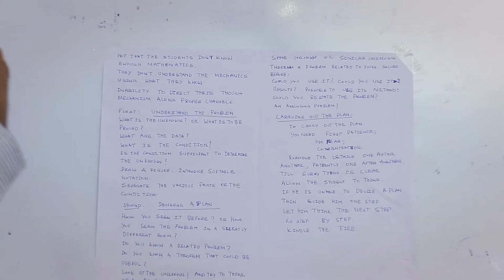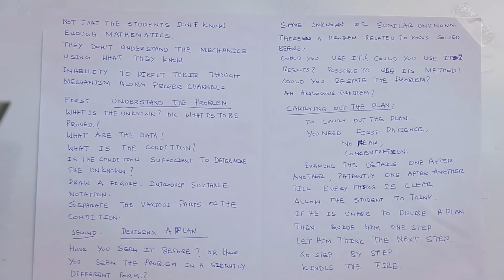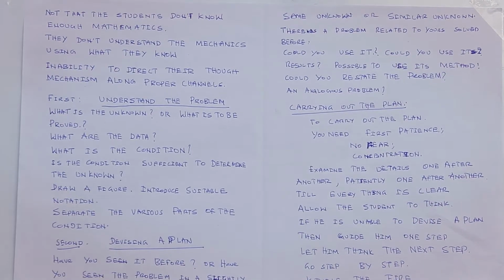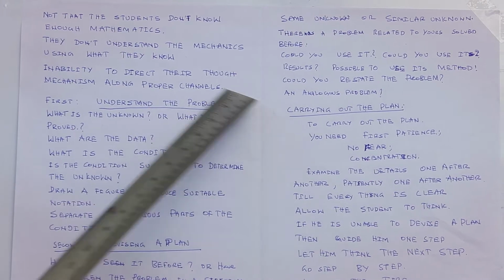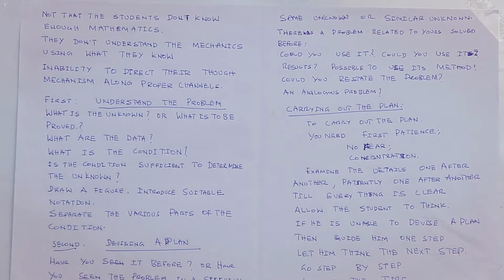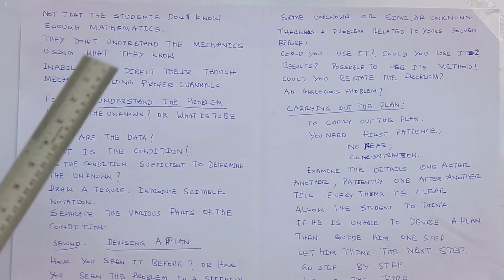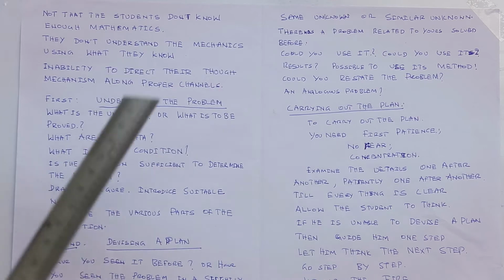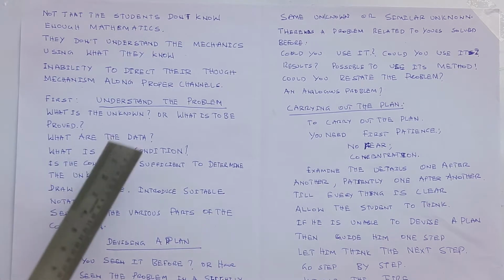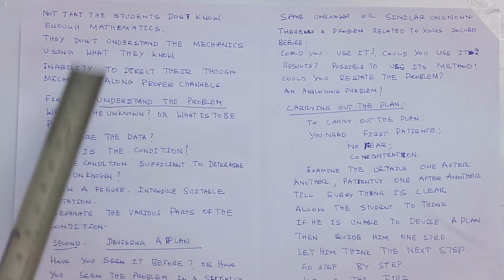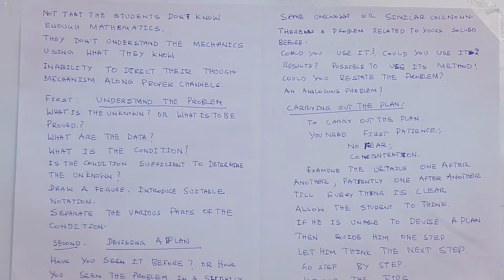So this is what we have to do. They are unable to direct their mechanism along proper channels. That is the problem they face. First of all, they must understand the problem. I have done this problem, but I am explaining everything once more. You first understand the problem. That is the first category, the criteria that we need.